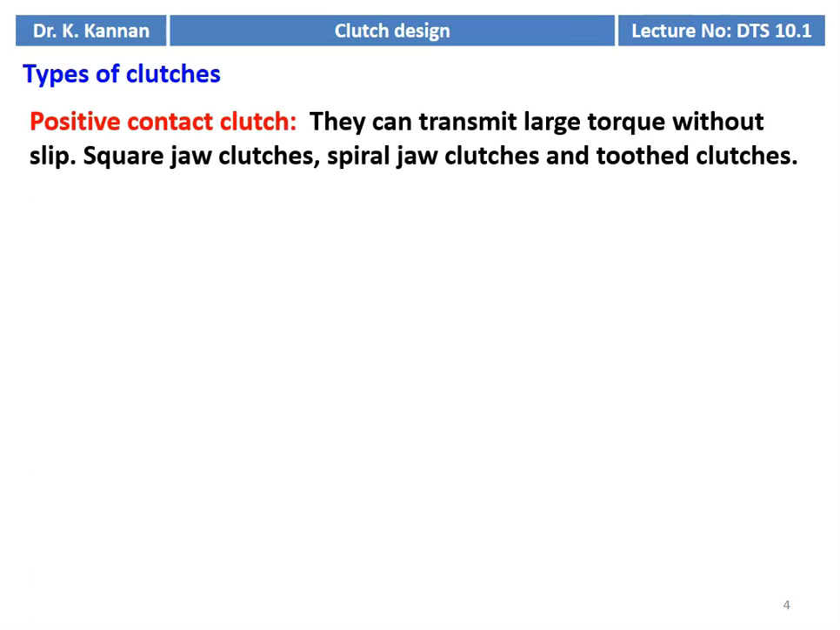And there are different types of clutches. We classify the types of clutches. The first is the positive contact clutch. They can transmit large torque without any slip. The square jaw clutches, spiral clutches and the tooth clutches are examples of the positive contact clutch. There is no slip in the case of positive contact clutch.